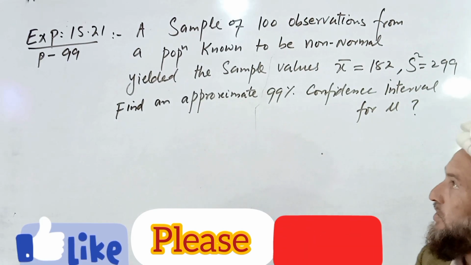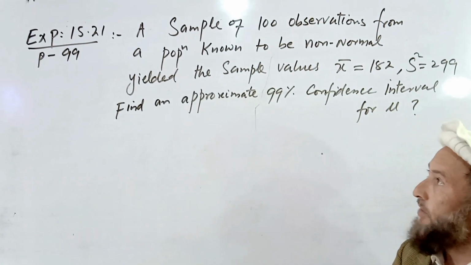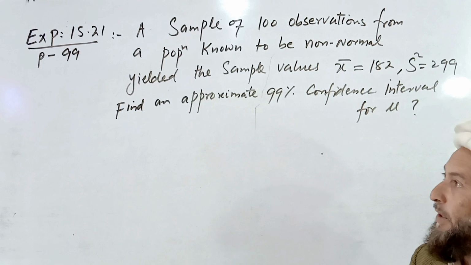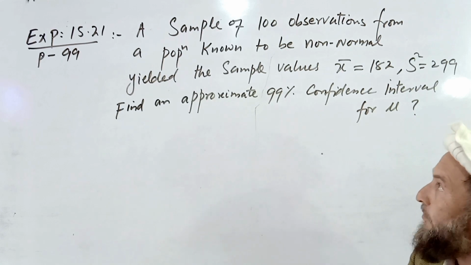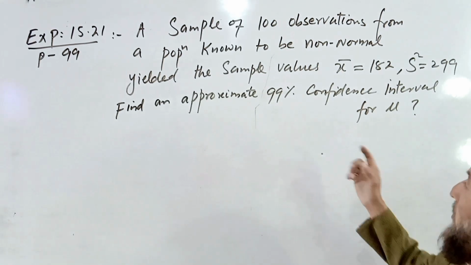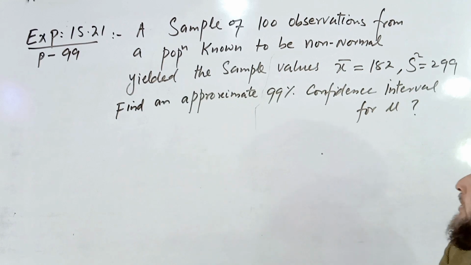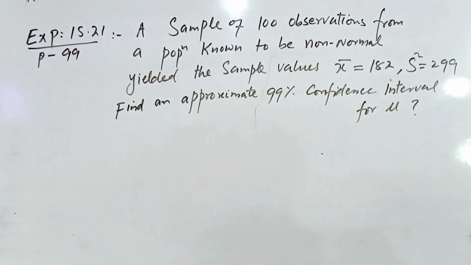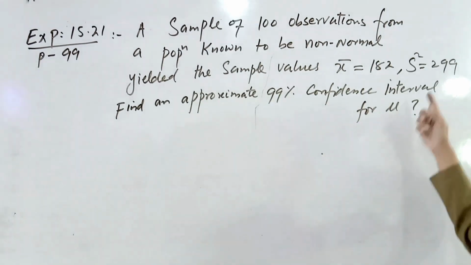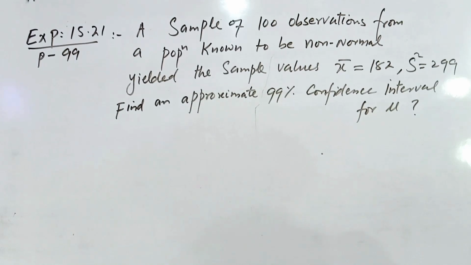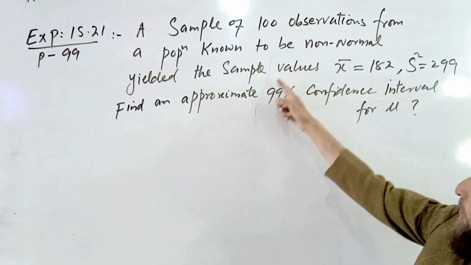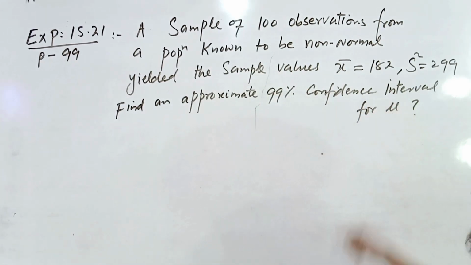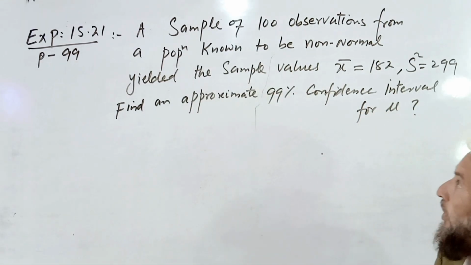Today we are going to learn example 15.21, page number 99. A sample of 100 observations from a population known to be non-normal yielded the sample values x bar equal to 182 and sample variance S square equal to 299. Find an approximate 99% confidence interval for the population mean.